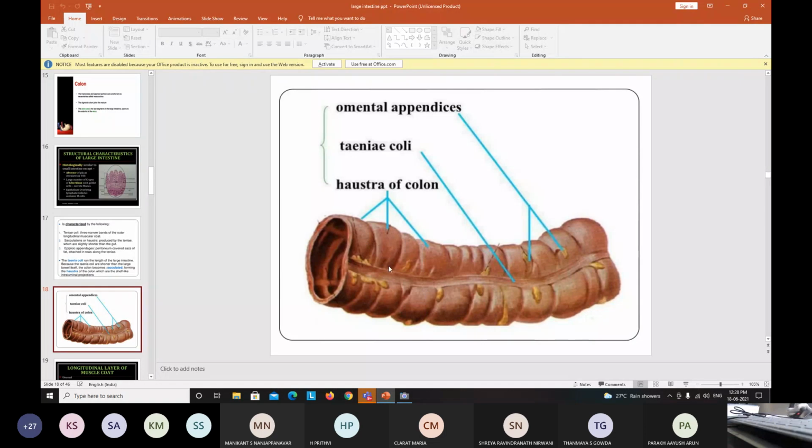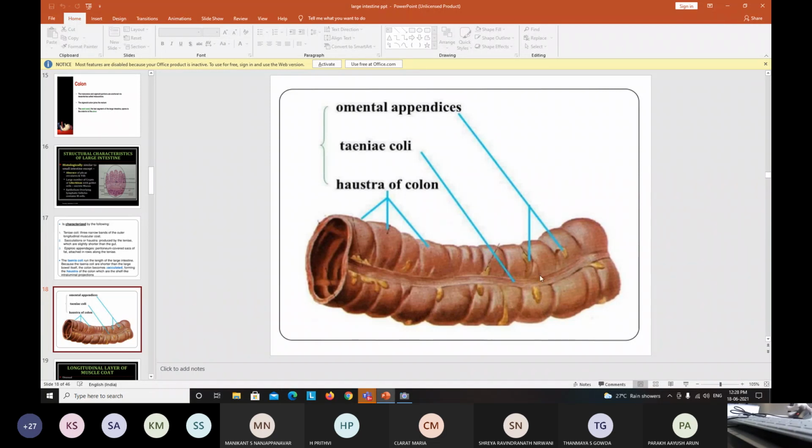First, we'll see the sacculations. See, these are series of dilatations, 1, 2, 3, 4, 5, like this. That is one of the identification points, the shape you can find in the large intestine. These series of dilatations are called sacculations, that is haustra of the colon.